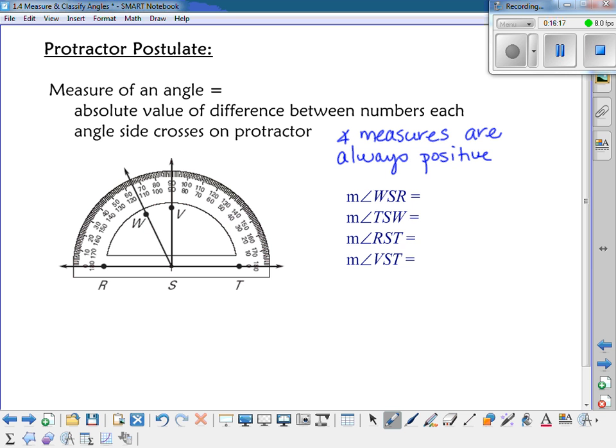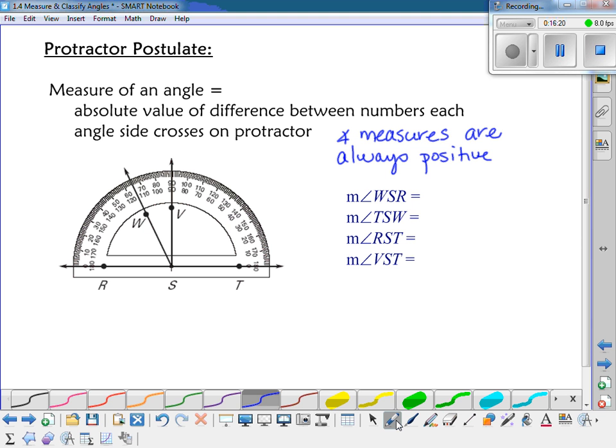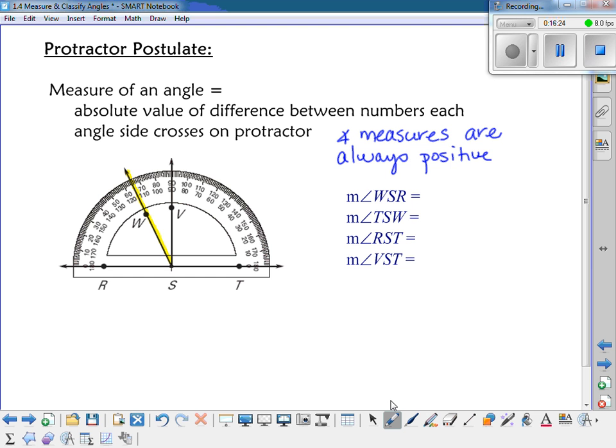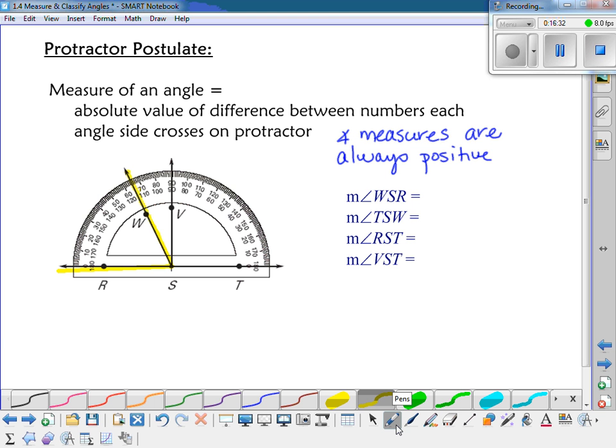So if I'm looking at angle WSR, I'm going from W to S to R. Well, it goes from 0 and it looks like it's going to 65. So 65 minus 0, of course, is still 65. So the measure of WSR would be 65 degrees.